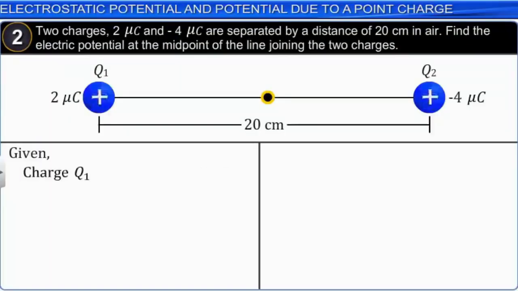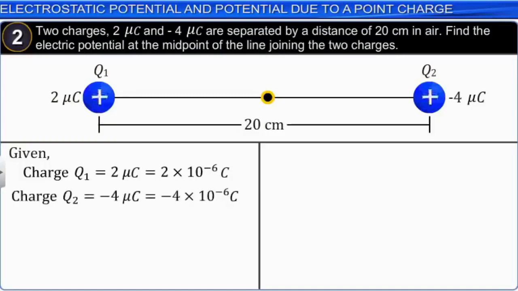Charge Q2 is equal to minus 4 microcoulomb equal to minus 4 into 10 raised to the power minus 6 coulomb. The distance of the midpoint from Q1 as well as Q2 is equal to r is equal to 10 centimeter is equal to 0.1 meter.